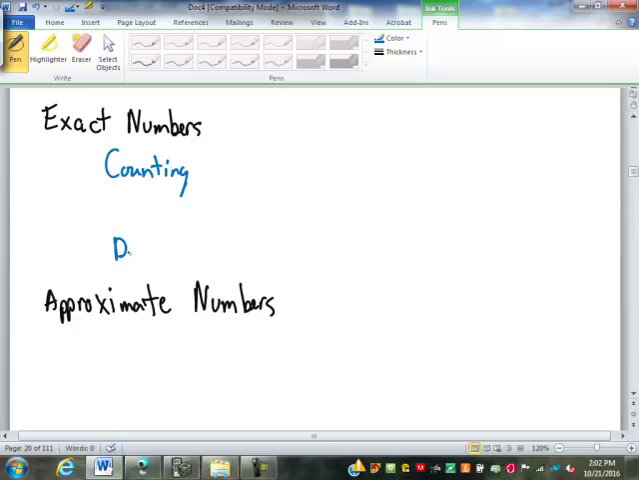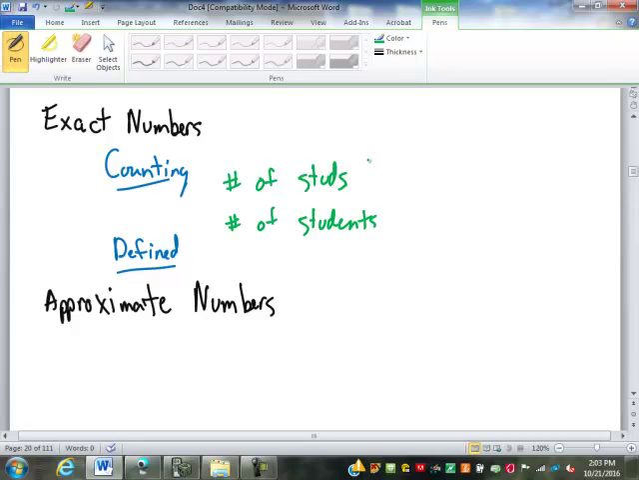So an exact number is either a counting number or it's a defined number. By a counting number, you might be looking at how many studs it takes to build a wall. You would count them, and it's going to be that amount. If you need 15 studs, it's 15 studs. Or the number of students in the class. Those are counting numbers. I would just go around the room and count 1, 2, 3, 4, and so on.